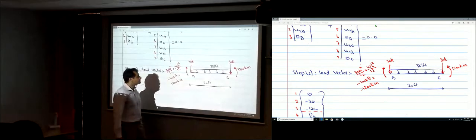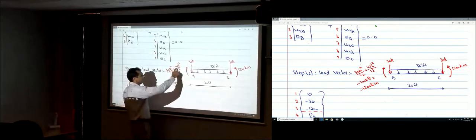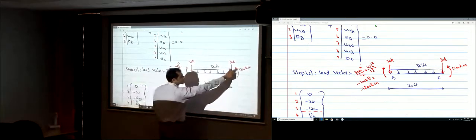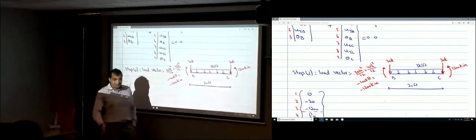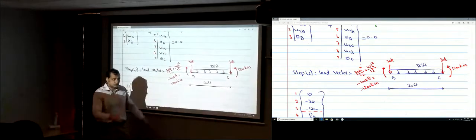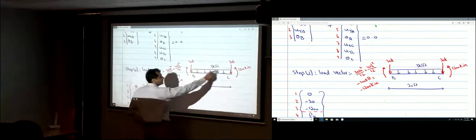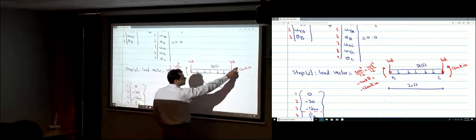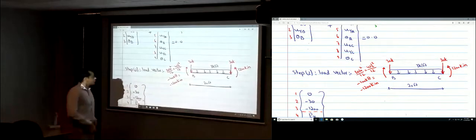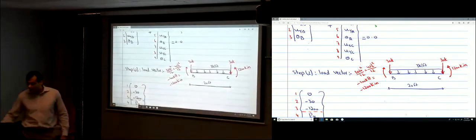And for the moment, you find the fixed end moments, WL squared divided by 12, and WL squared divided by 12, from the table for the fixed end moments, just the opposite of it. So that's the action here. This is counterclockwise, so that's positive. This is clockwise, so that's negative. So for the load vector, that's what you have over here.